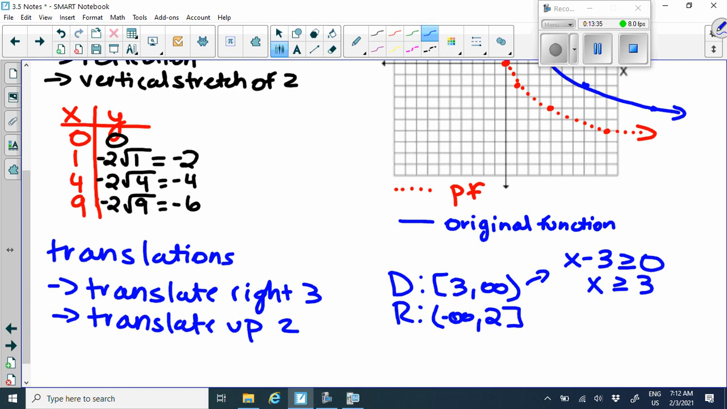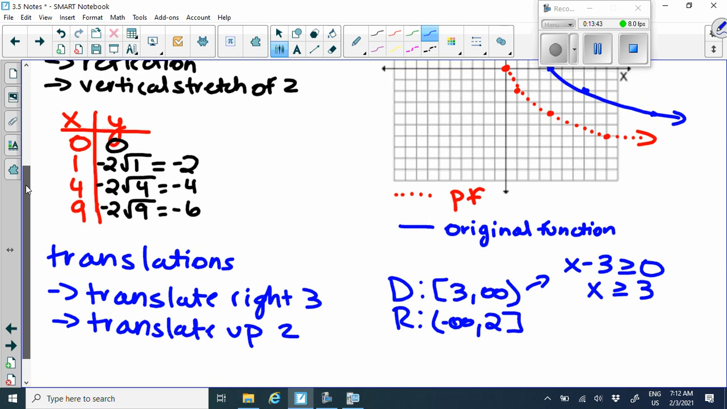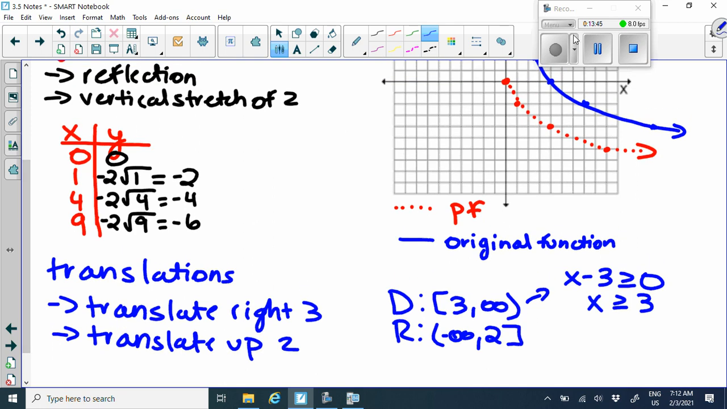And then for the range, without looking at the graph, you can basically figure out, with your k value and knowing which way the graph is facing, up or down. Range is always going to be dependent on whether you are reflecting or not and what your k value is.